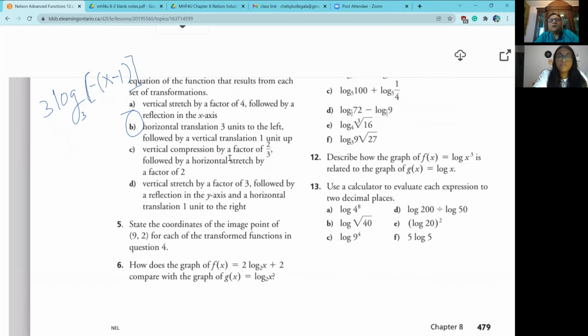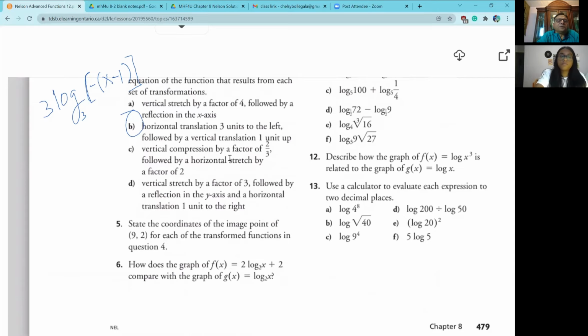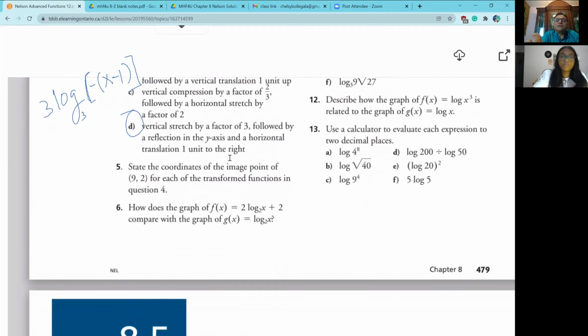Yes, log 3 is correct. Now, that is what your point is. So what is the image point? Any point (x, y) will now have its image at: x becomes minus x, because reflection means minus x, and going right means you have to add 1 to it, correct? The y values get multiplied by 3. Is it okay? 3y.